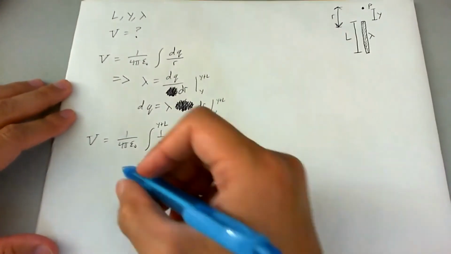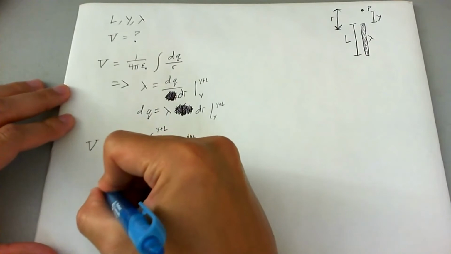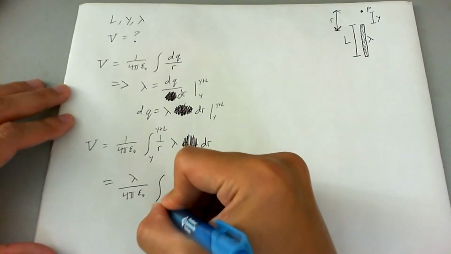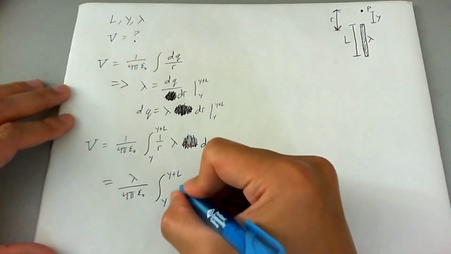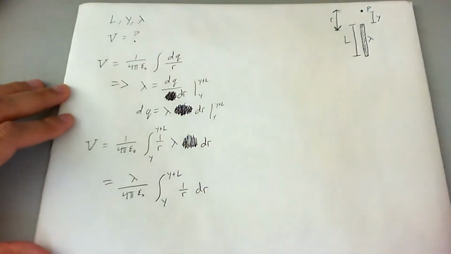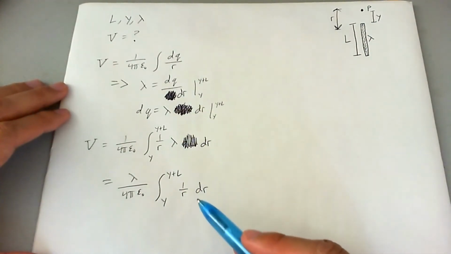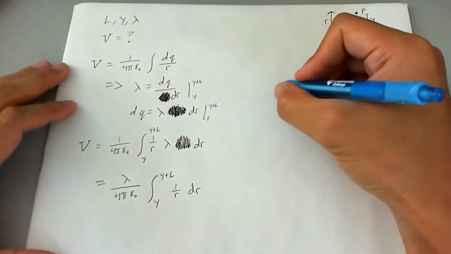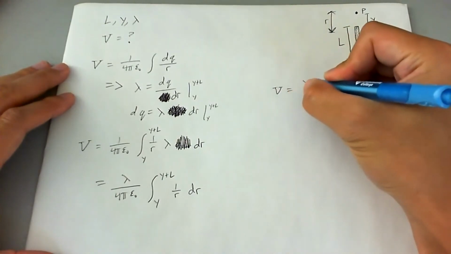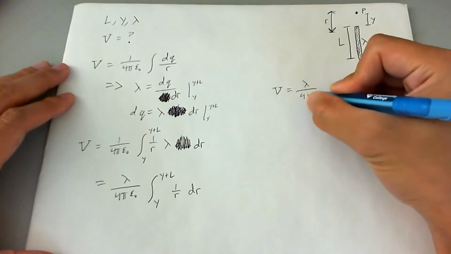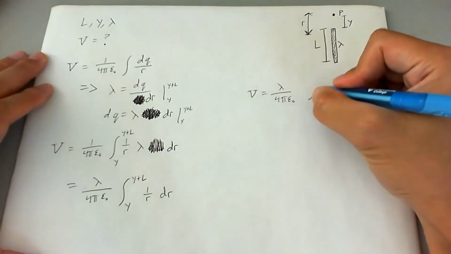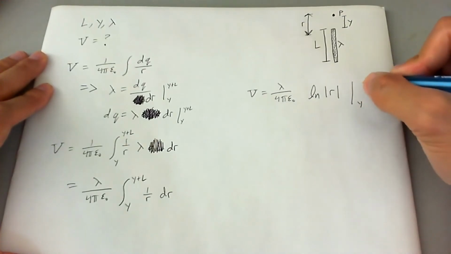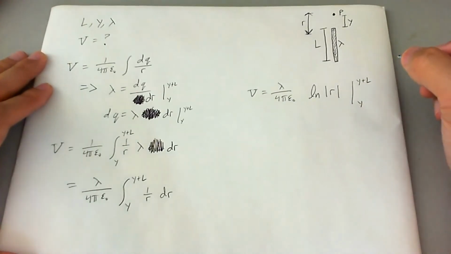Lambda is a constant, so we're going to pull that out, and we will have lambda over 4 pi epsilon naught, integration from y to y plus L of 1 over r dr. This looks familiar. If you integrate 1 over r dr, it becomes a natural log. So V is now going to be lambda over 4 pi epsilon naught, natural log absolute value of r from the limits of integration, y all the way to y plus L.